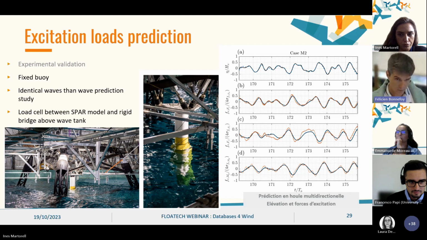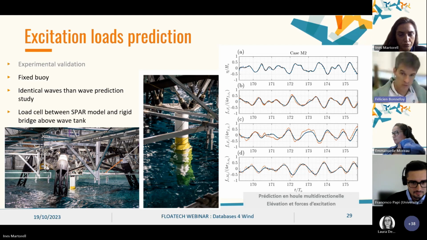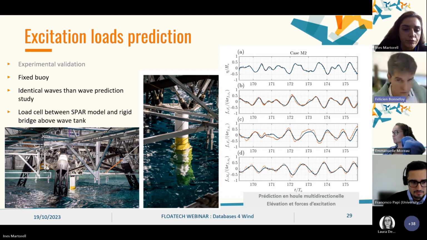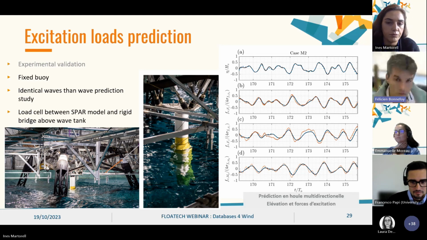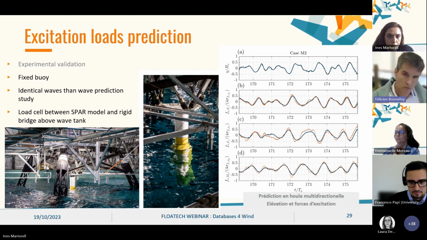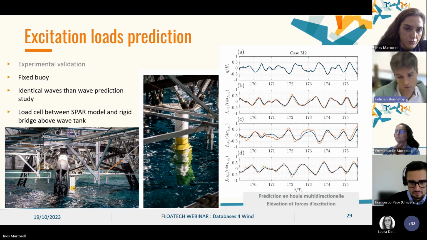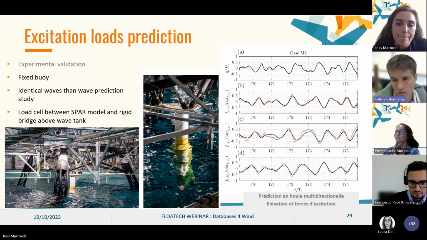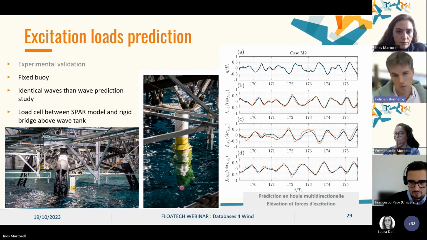So in this campaign, a very stiff structure was maintained in the tank, and in the middle, in this center picture here, you see the model itself, the SPAR model, attached to this rigid structure by means of a load cell. And the load cell can give us all 6 degrees of freedom loads on the system. And we played again the same waves, so we could have a direct measurement of this excitation force.